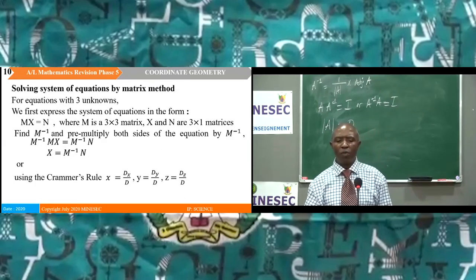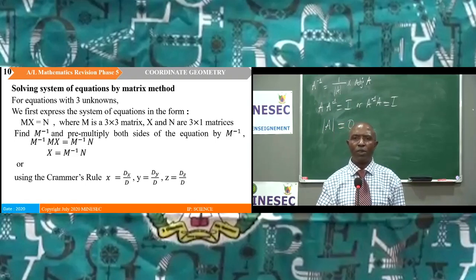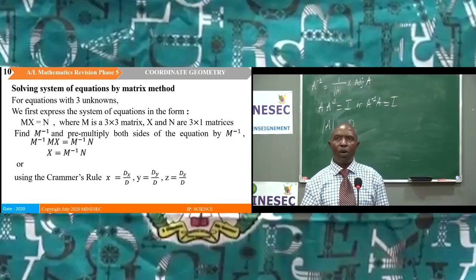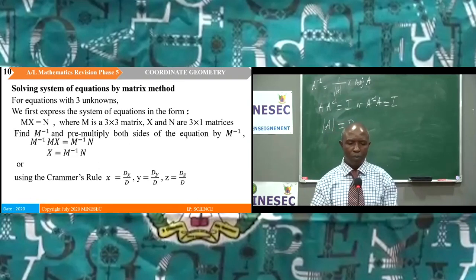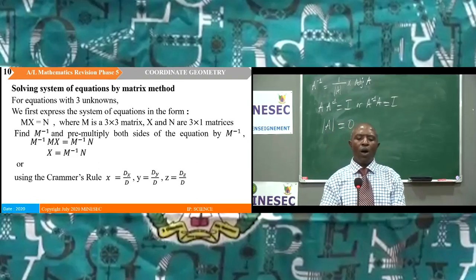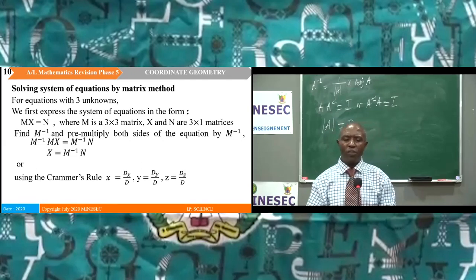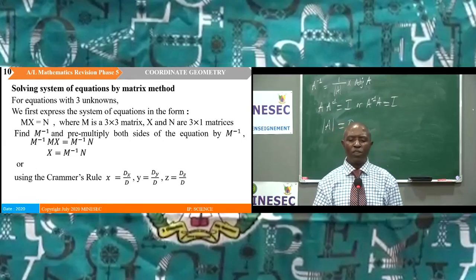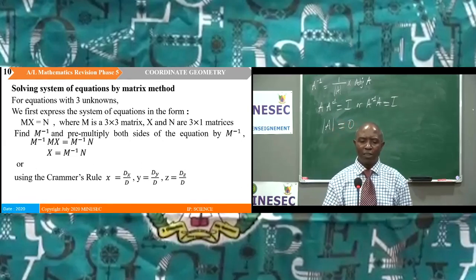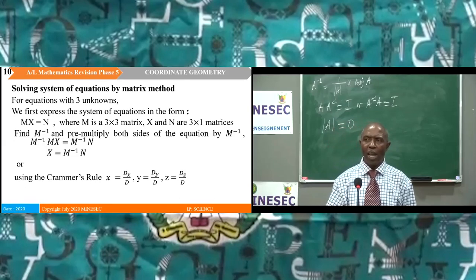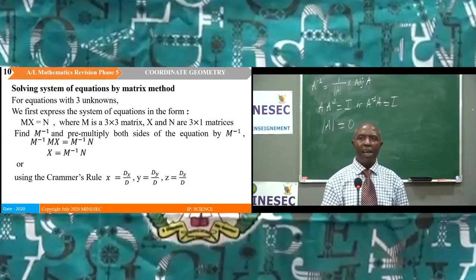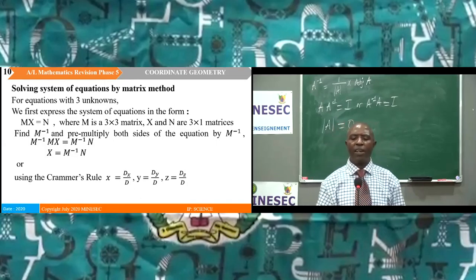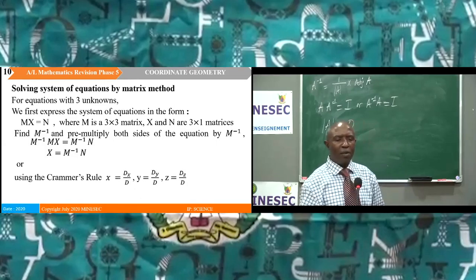Solving system of equations by matrix method. We'll look at using three unknowns. We first need to express the system of equations in the form MX equal to N, where M is a 3x3 matrix, and X and N are 3x1 matrices.